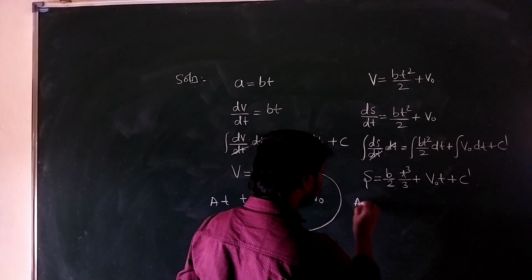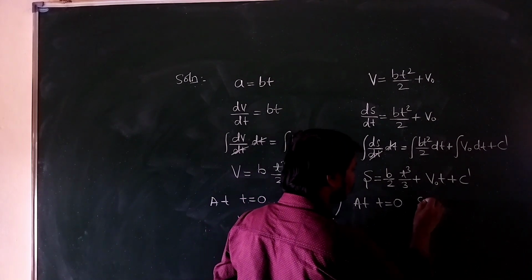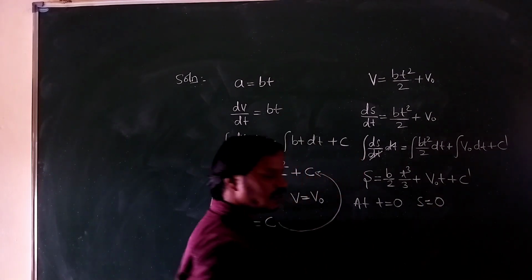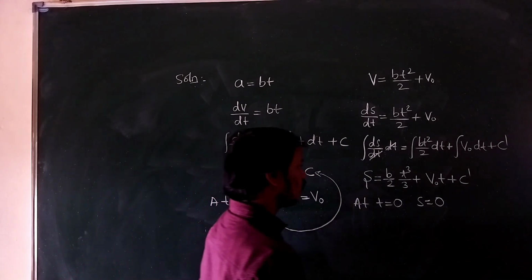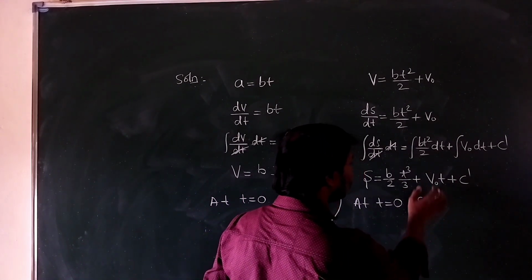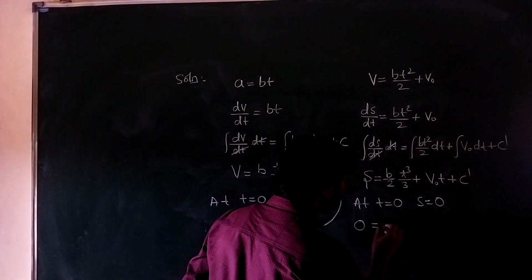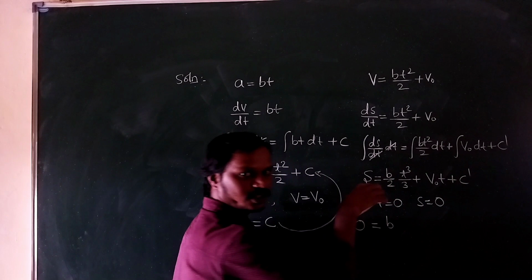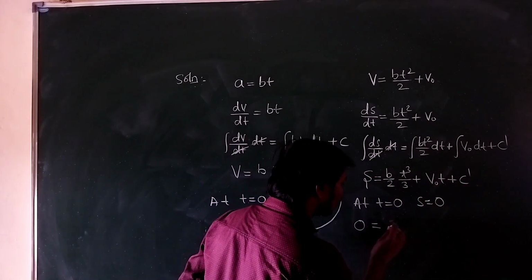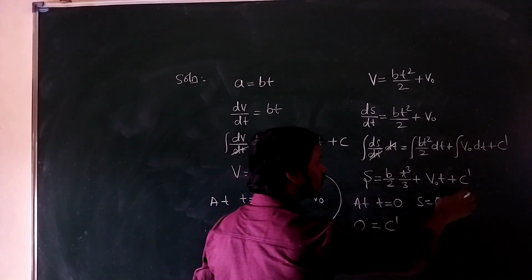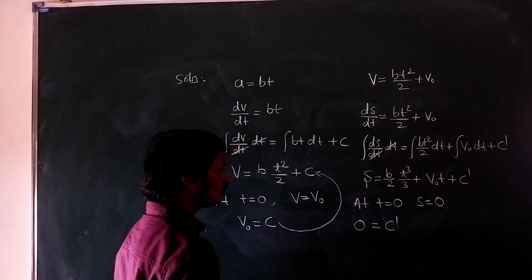At the time t equal to 0, the position of the particle is 0, because it is initially at the origin. At the origin, the position of the particle can be taken as 0. Now let us substitute these two values in this equation. Then s0 is 0, b into 0 is again 0, v naught into 0 is again 0, then c dash equals 0.